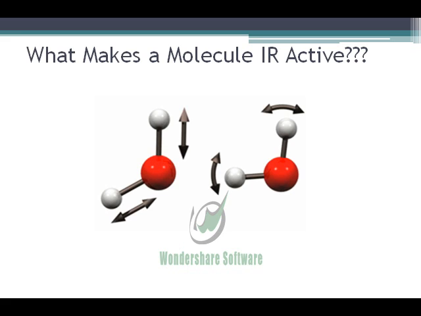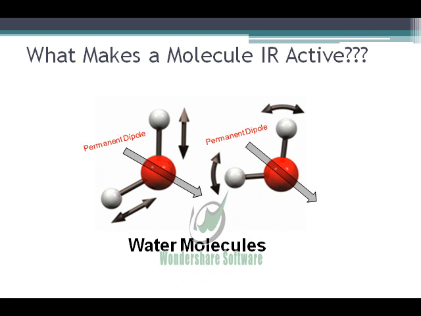What makes a molecule IR active? A molecule is IR active if it has a permanent dipole or a dipole moment. Water has a permanent dipole because it exhibits polarity with all bonds at equilibrium. The overall dipole moment of the molecule is shown.